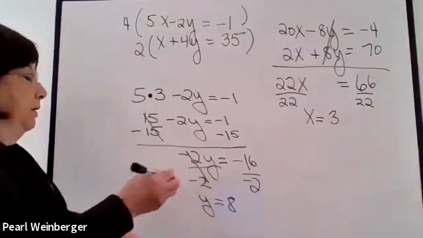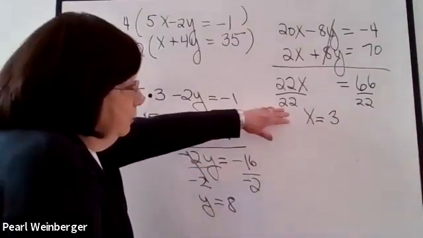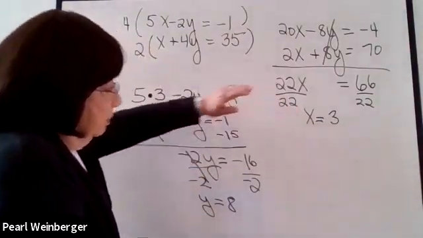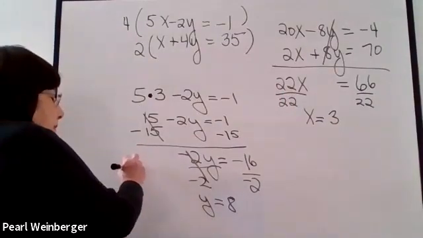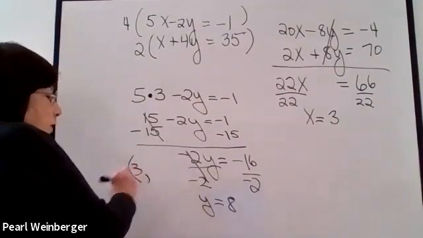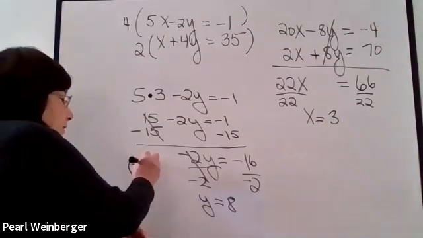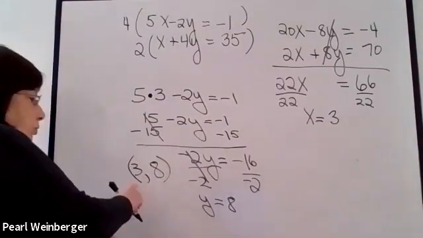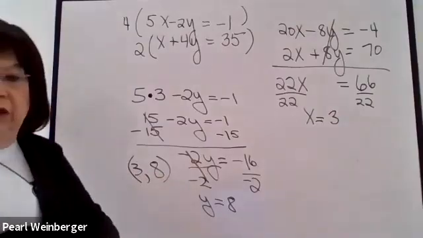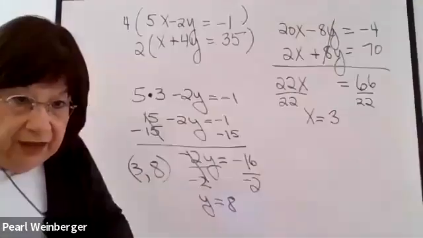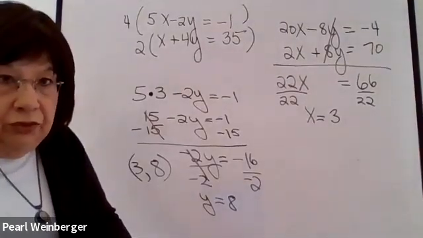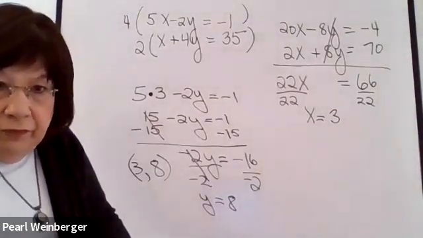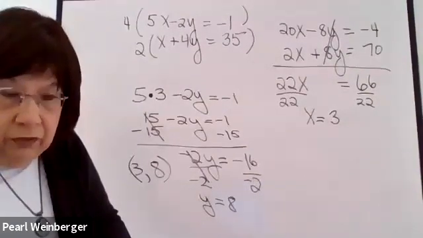And I did see people said, and you could leave your answer like this: x equals 3, y equals 8. Though very often it's written as an ordered pair. Remember, in the ordered pair, the first number has to be the x, and the second number has to be the y. So you could write (3, 8), which I did notice some people did write that answer. Is there any question about how to do this method? Anybody have any questions?